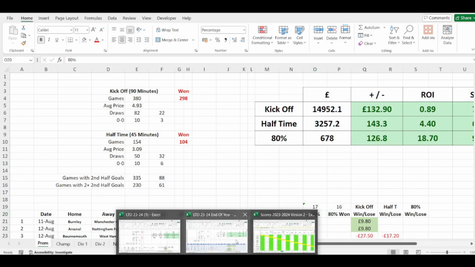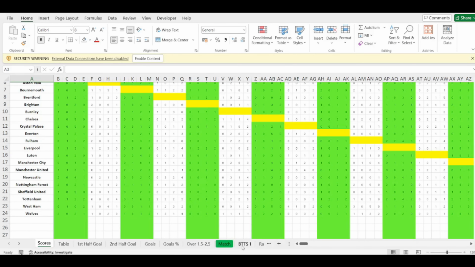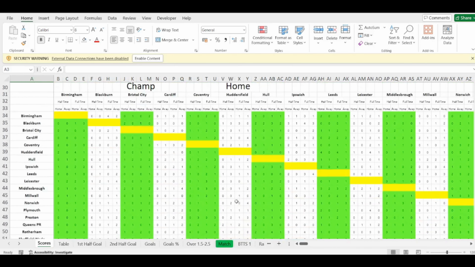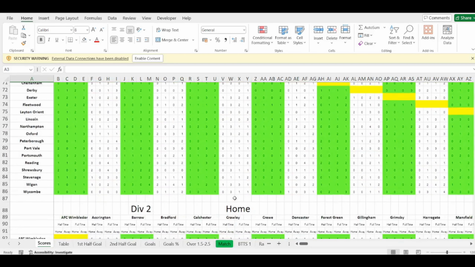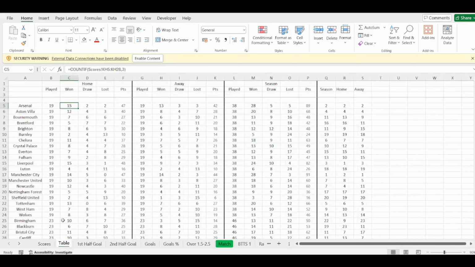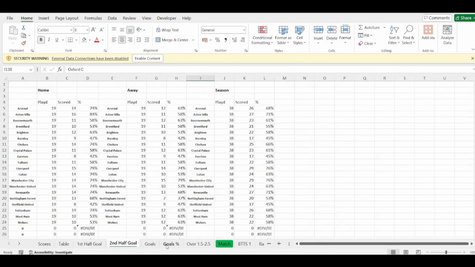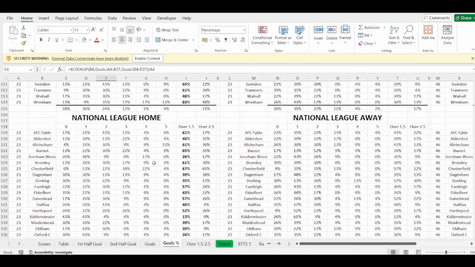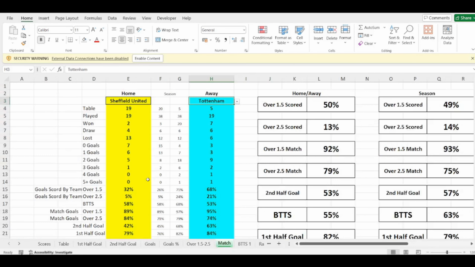And what I did is, I recorded every single score, home and away. And you can see from the bottom, I've recorded everything. First half goals, second half goals, percentage of goals. I'm not going to go into it all. But then I calculated this.